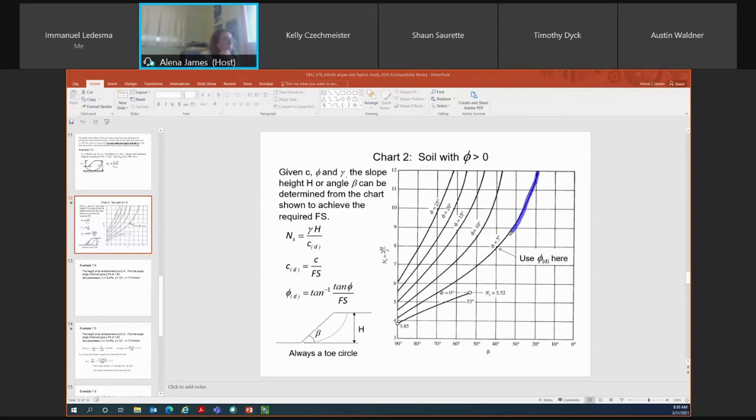These lines shown on the chart, even though the chart says they're phi, actually represent phi D. So when you calculate your phi D, it is represented by one of these lines on the Taylor's chart. You can calculate your CD value because you'll be provided with your cohesion and your factor of safety. And NS you can calculate if you know both your slope height and your CD value.